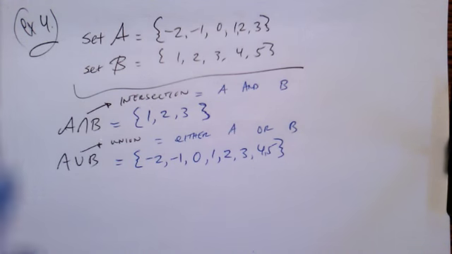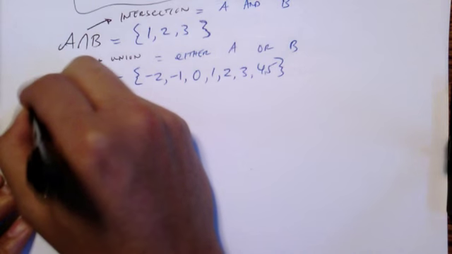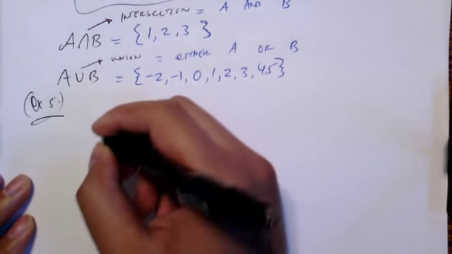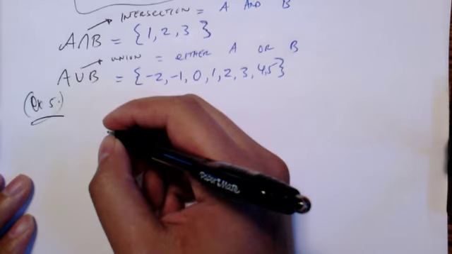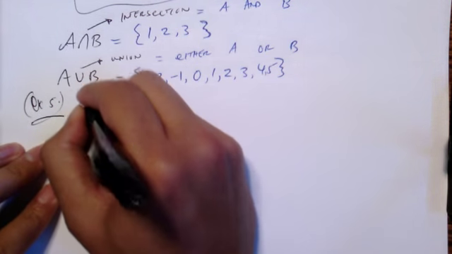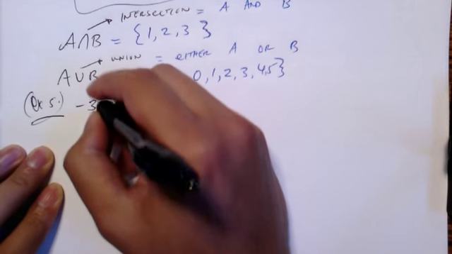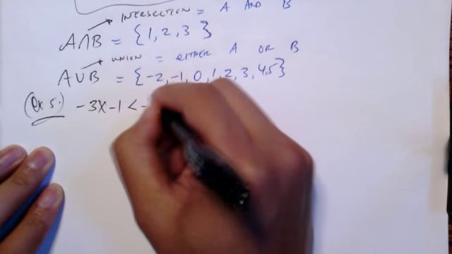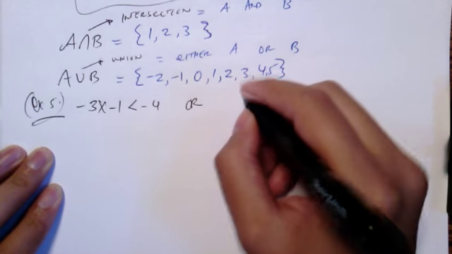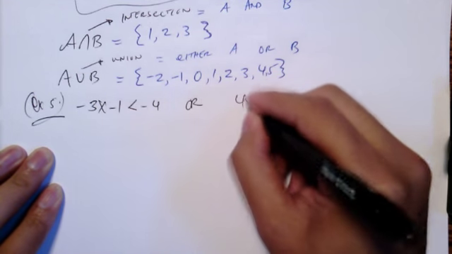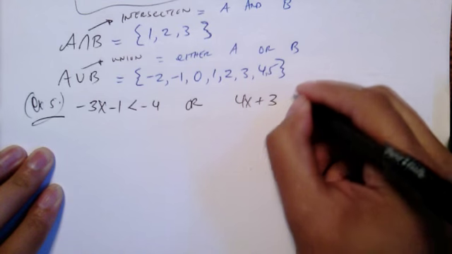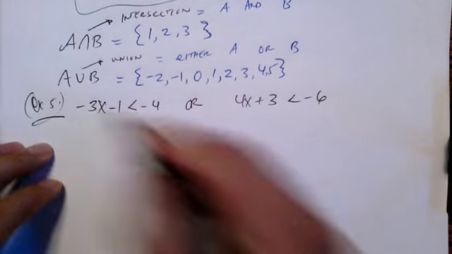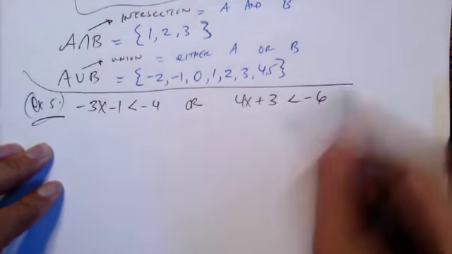Let's actually solve a compound inequality. I'm wasting paper over here, so let's try to use this right here. Example 5 right here. Negative 3x minus 1 less than negative 4, or 4x plus 3. So this is what we would call a compound inequality, okay?